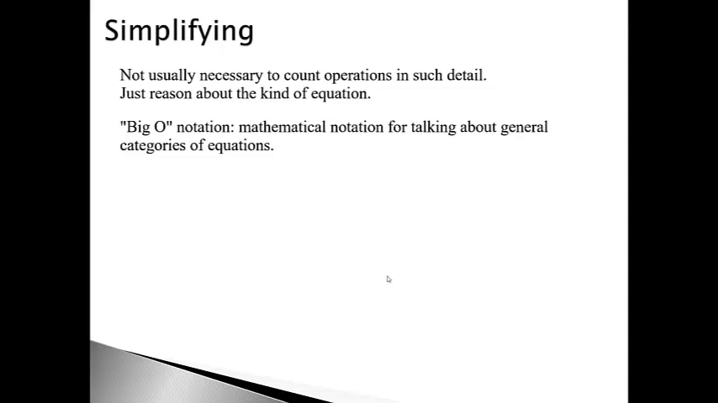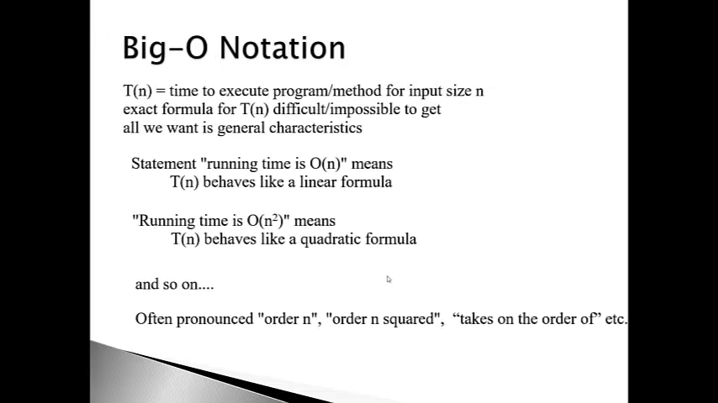So what we're doing is we're trying to reason about the kind of equation that comes out of a particular algorithm, or the type of equation that we would use to represent this algorithm. So we use big O notation for this. This is a mathematical notation for talking about general categories of equations.